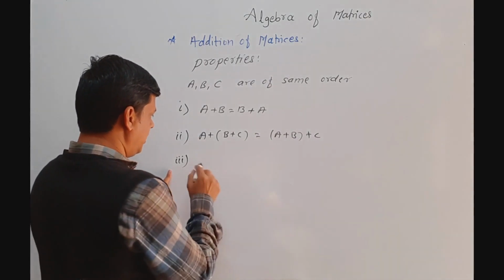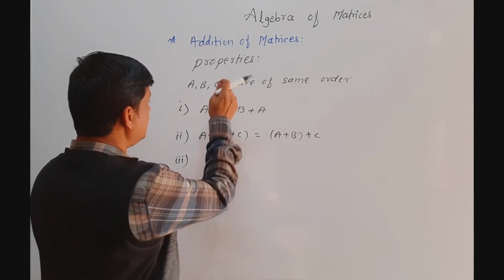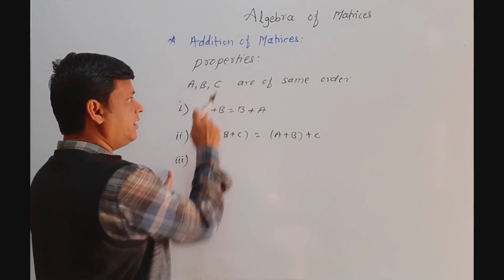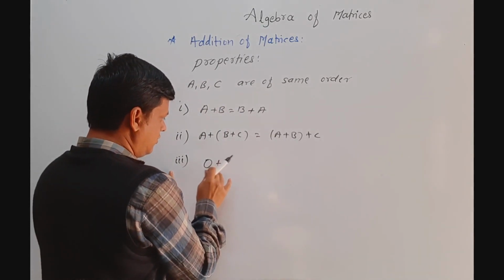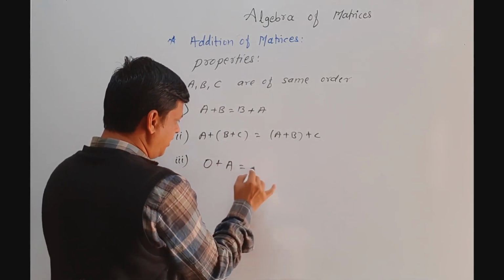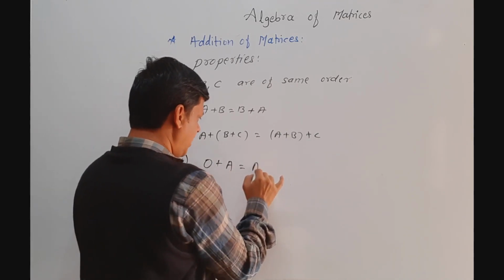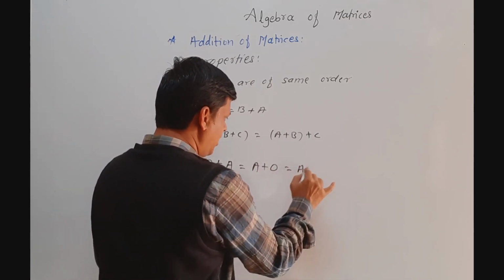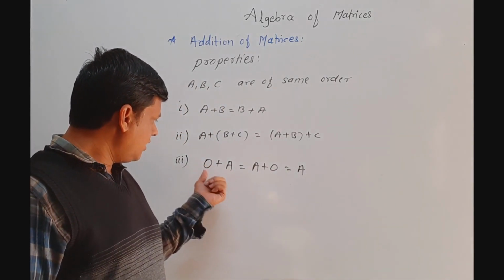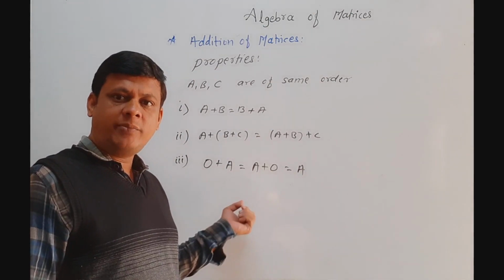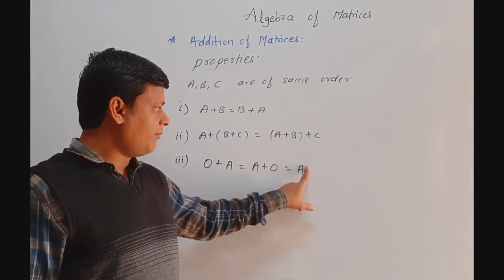And third property, if we add matrix A, B or C with zero matrix, so zero matrix plus matrix A or A plus zero matrix, we obtain that matrix. So when zero matrix is added with any matrix, we get that matrix always.